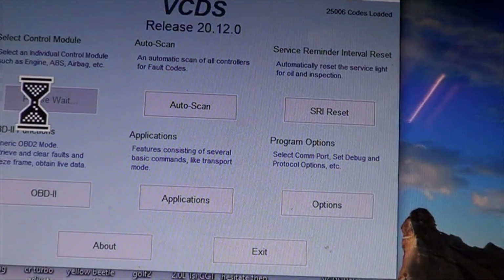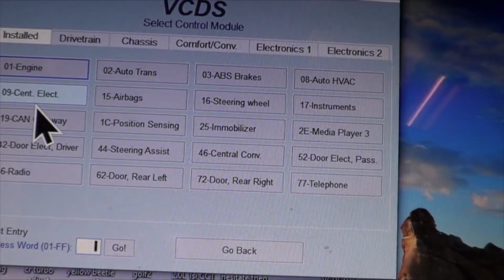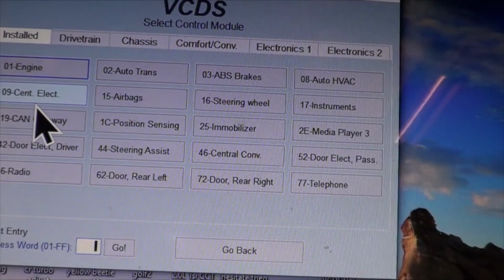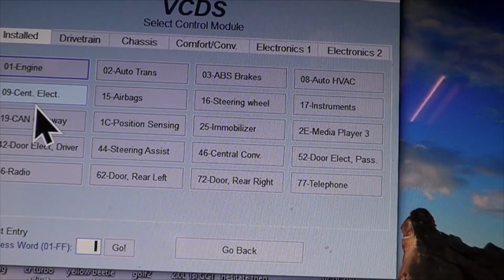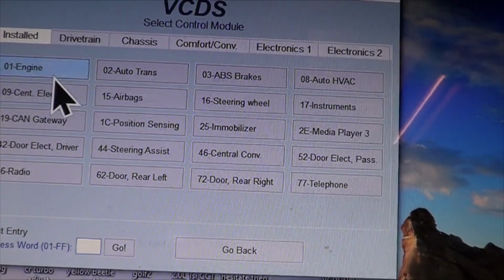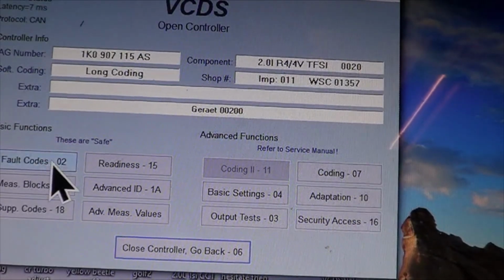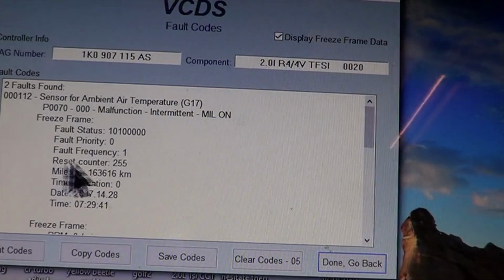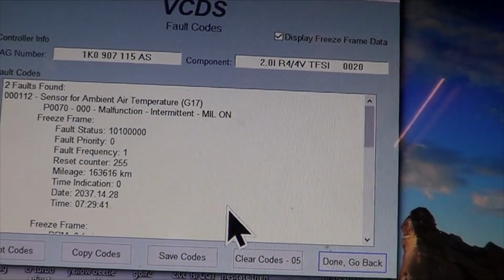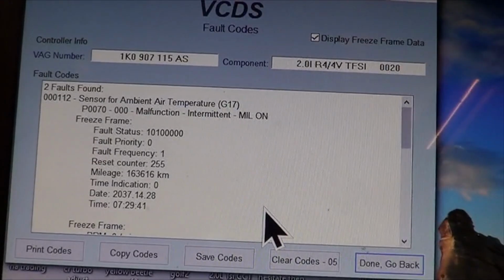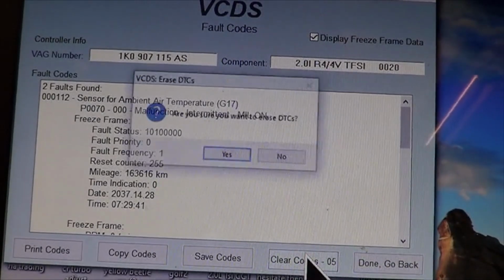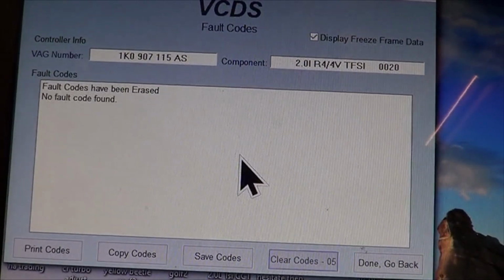Okay, now that we've got an ambient air temperature sensor in there and mass airflow sensor plugged in and the boost tube that was broken replaced, let's go in there and clear codes on it. There's one of our codes. Yeah, our two codes are there. Let's clear it, see if anything reoccurs. Nope.